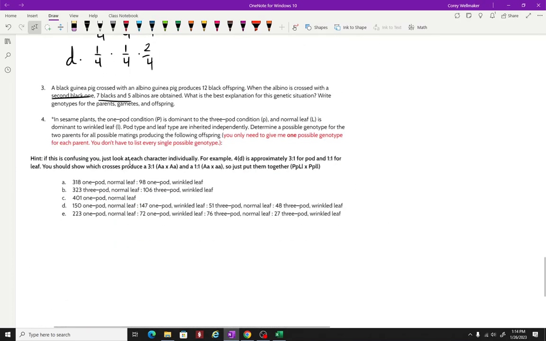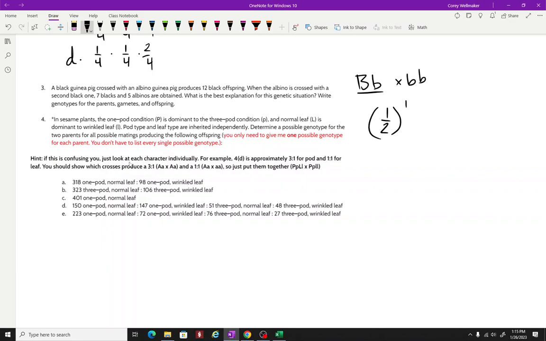All right, for number 3, the first parent must be big B, big B, or it's highly likely that the first parent is big B, big B, because they make 12 kids and all of the pigs are black. If this parent was big B, little b, I would expect approximately 50% to be albino, but I don't see that.